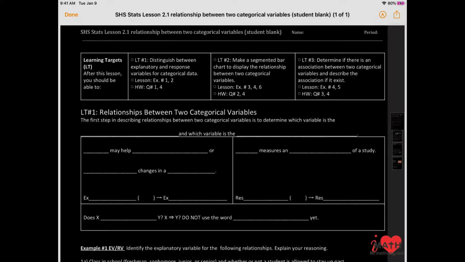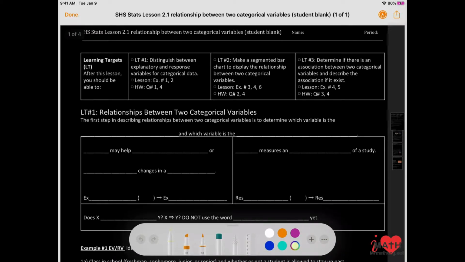Hey guys, let's go over lesson 2.1 now. We're in chapter 2 here. And our learning targets after this lesson: you should be able to do learning target number 1, distinguish the difference between explanatory and response variables for categorical data. So categorical. Remember, your answer is yes or no.